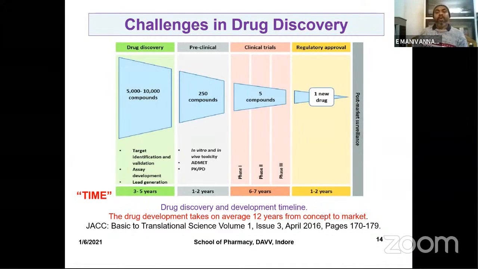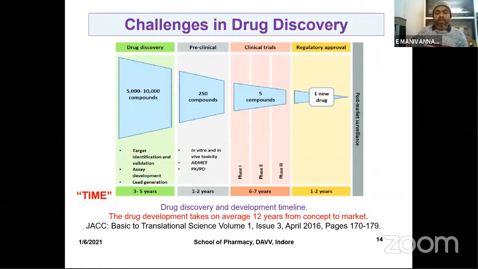So the average time duration for bringing a drug from concept to the pharma market takes 12 years. So these are the two major challenges in drug discovery: one is cost and the other is time duration.